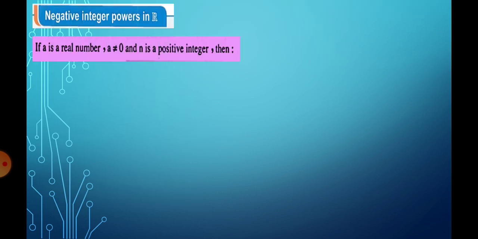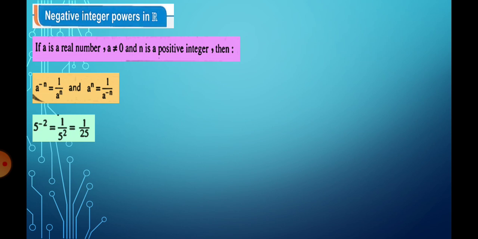If a is a real number and a doesn't equal 0, then consider a to the power negative n. We know a to the power n means multiply a by itself n times. What about the negative power? Here we convert the negative power to positive. We put the multiplicative inverse, or reciprocal, of the number. For example, a to the power negative n means 1 over a to the power n. Like 5 to the power negative 2 means 1 over 5 to the power 2, which equals 1 over 25.